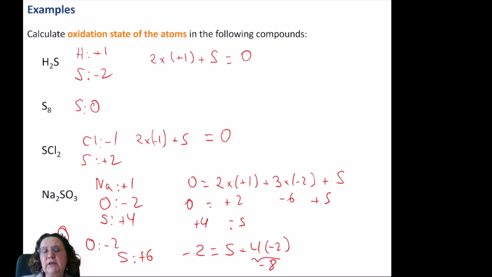So what does that mean? It means sulfur has lost control of 6 electrons, and those electrons are being controlled by the oxygen that it's making a bond with. So it's not that it has a positive charge and it has lost 6 electrons. What it means is it has lost control of those electrons. And they are now firmly in the hands of the oxygen.